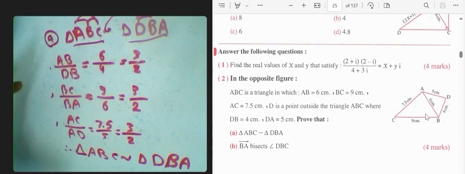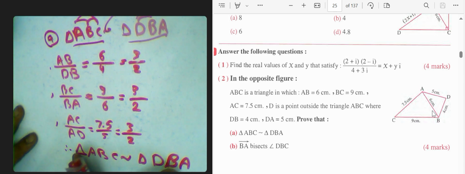Two triangles are similar here. Then the measure of the first angle here, look, APC will be the measure of angle ABD. Then AB bisects the angle. You will use here that corresponding angles are equal in measure.